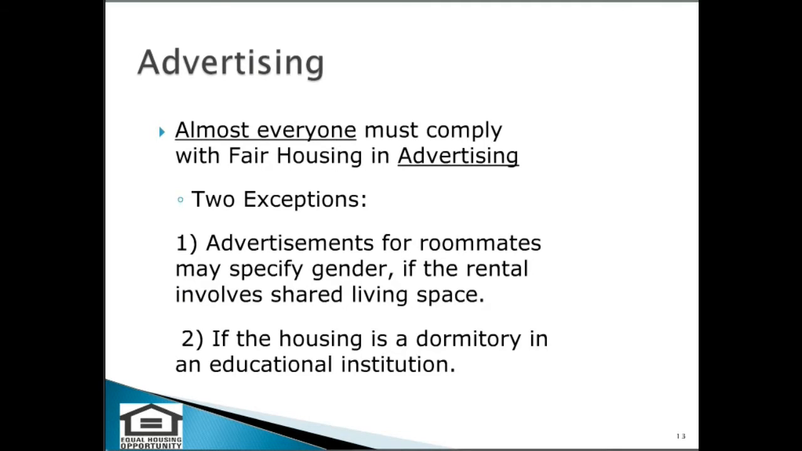Advertising. Almost everyone must comply with fair housing and advertising. There are 2 exceptions, though. Advertisement for roommates may specify gender if the rental involves shared living space, or if the housing is in a dormitory in an educational institution. So, for instance, if a female is to share living space with a roommate, she may advertise females only may apply. The same applies to a dormitory. If the dormitory houses only males, they may advertise males only.